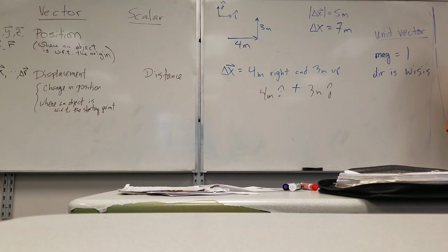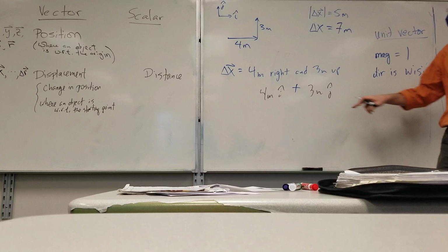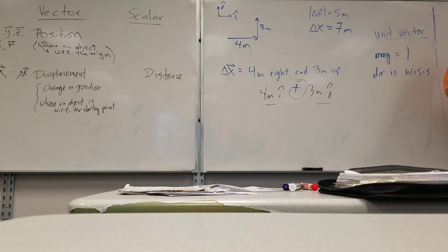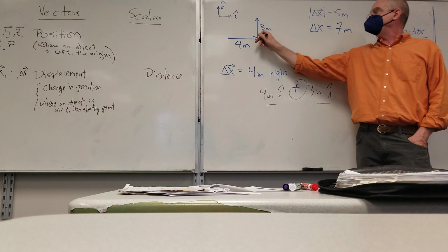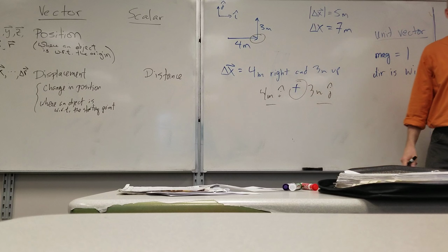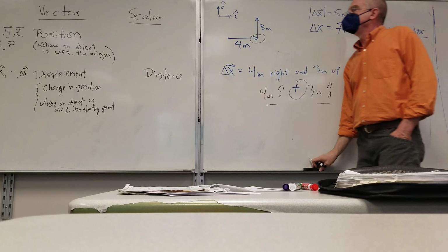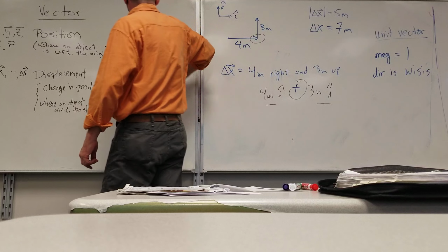So that's how you deal with 2 dimensions. Now notice when I put these together, I'm adding 2 different vectors here. I have a vector to the right and I have a vector up. When I added them, I put them head to tail, right there. And that's basically how you add vectors graphically. And we will recreate that in a moment.